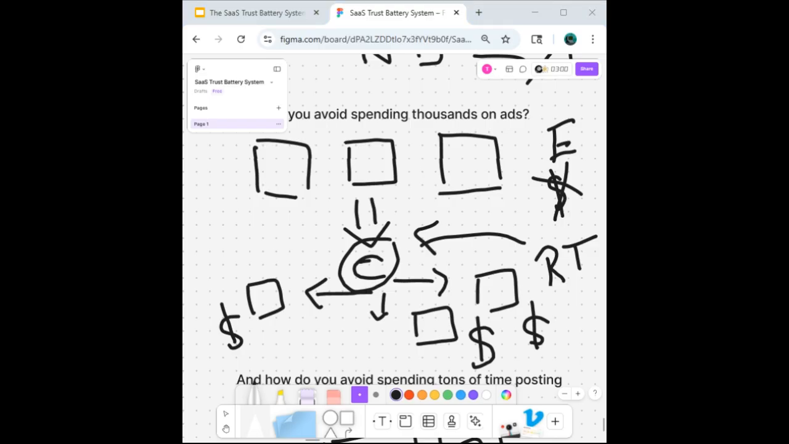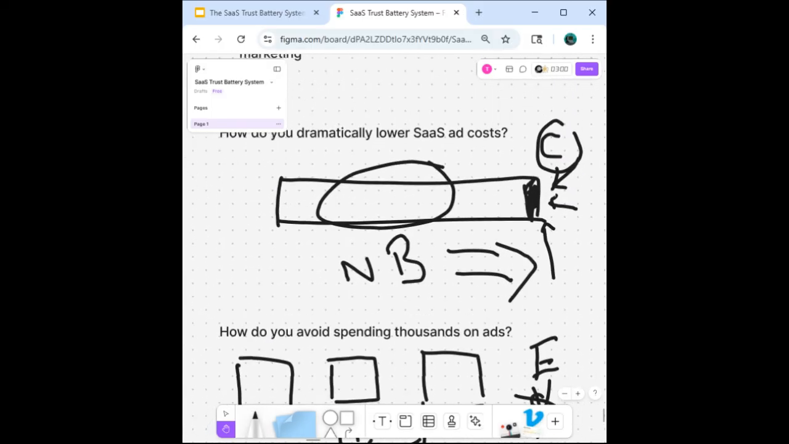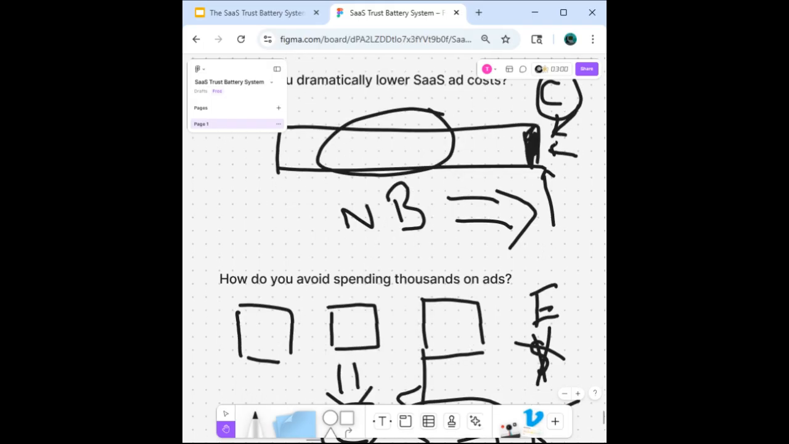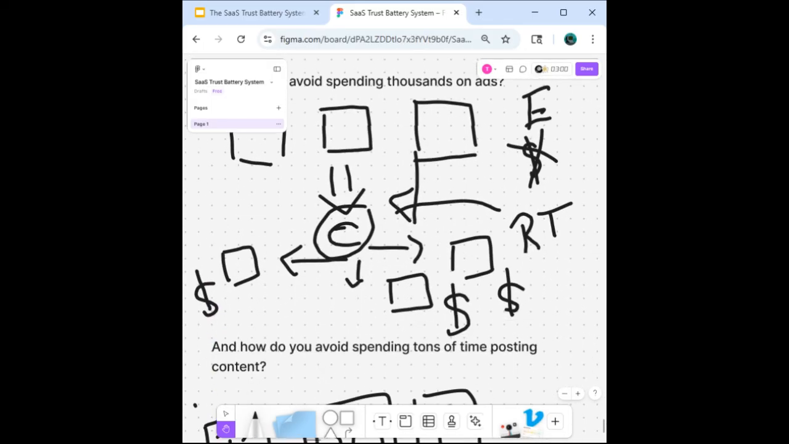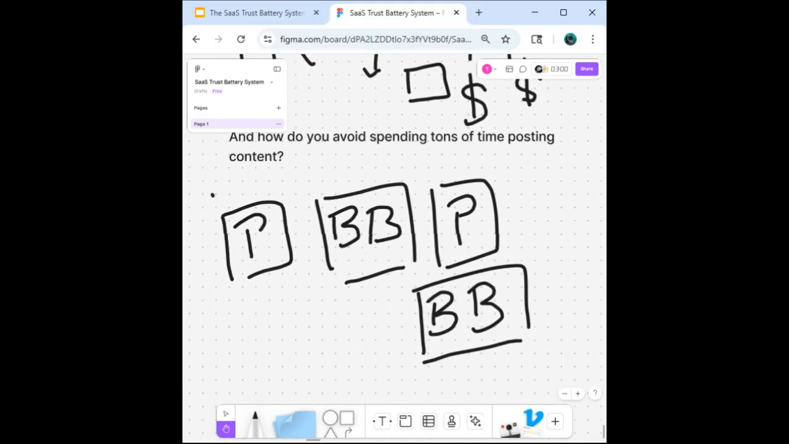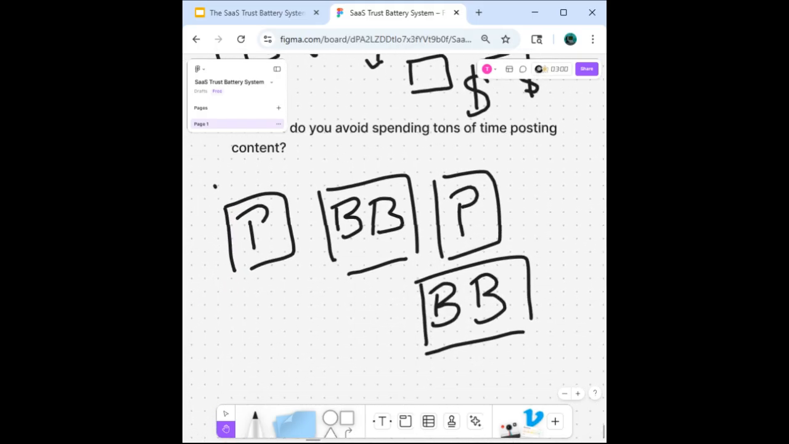If you look at the page I mentioned above, these are the traffic you are trying to convert from non-buyers to buyers. And you do that through creating this content and through creating retargeting ads. And how do you avoid spending tons of time posting content? You do something I call problem and belief building.